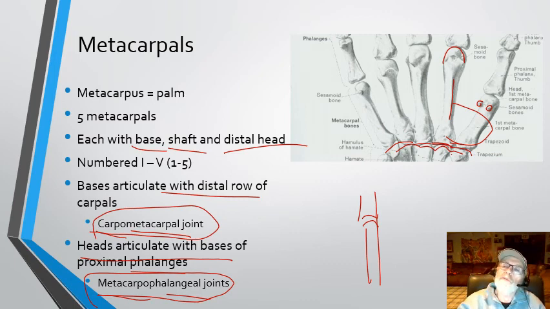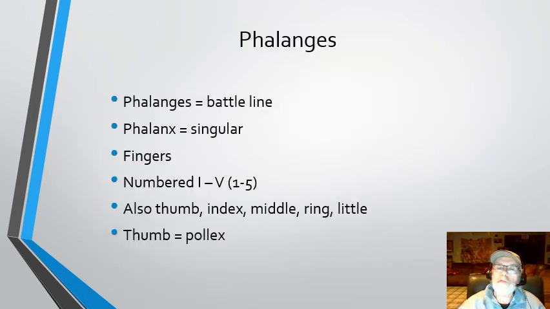So this would be 1, 2, 3, 4, 5. Phalanges. Phalanx means battle line. I think one of the things I'd like to do, being a little bit of a history nerd, I've been to Gettysburg, I've been to Antietam, but it'd be nice to go to a lot of the Civil War battlefields just to go see what they are.